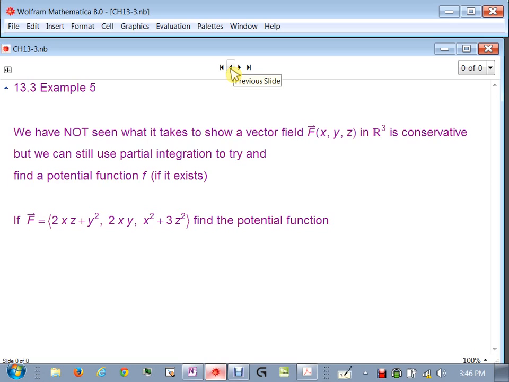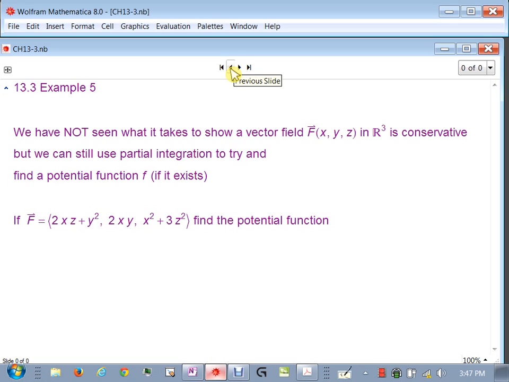All right, we have not seen what it takes to show a vector field in three-dimensional space is conservative. What do we do to see if a vector field is conservative in two-dimensional space? Yeah, you do the partial p with respect to y, partial q with respect to x. You check that they're equal. If they are, you know that it's conservative, right? I'm going to wave my hands right now. Later on, we'll do this. We don't know how to do it for 3D yet. But let's assume, just for this example, that we know that this is a conservative vector field.